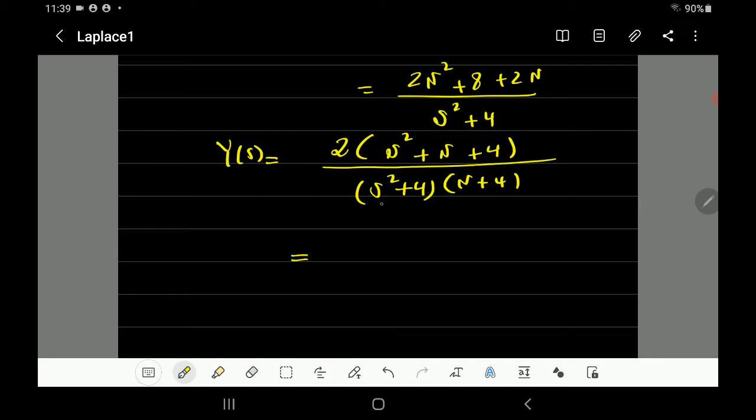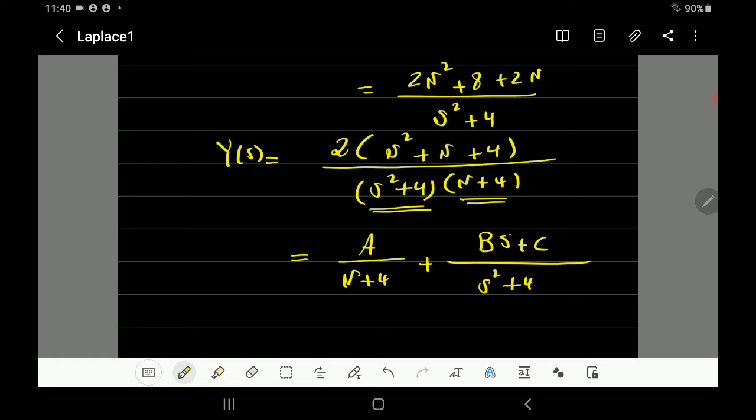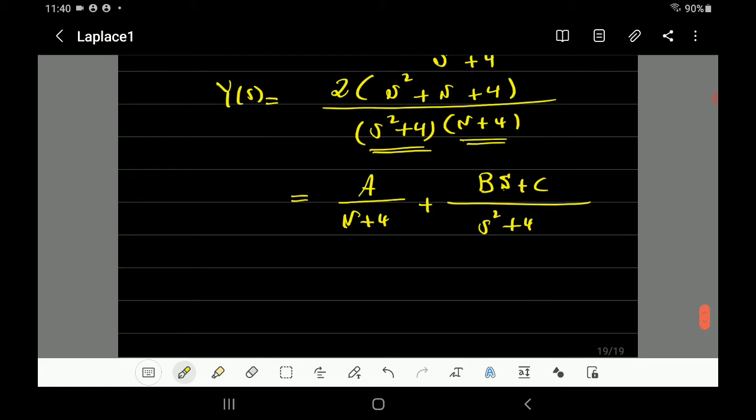Of course, you have s squared plus 4, and s plus 4. That's a simple one. So you say s plus 4 will have a constant, call it for example a, plus you have this term s squared plus 4. The numerator should be a polynomial of first order, which is bs plus c. It's just a linear function of s, as you see here. And our job now is to do the same thing that we did in other videos, to find the inverse.